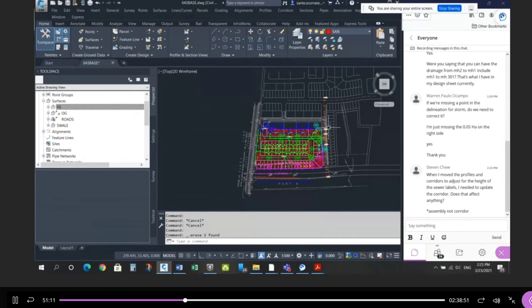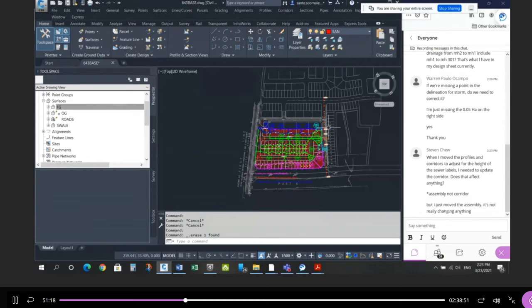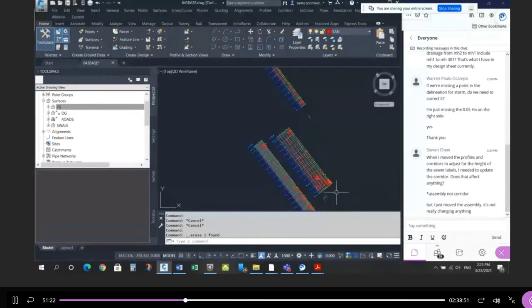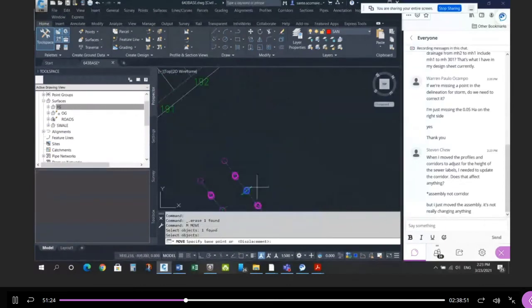So Stephen, if all your front lot corners are now going to be different than what's on the surface for the roads because you changed the road assembly, I just moved. Oh, what do you mean you moved it? You took it from here and you put it over here. Was that what you did?